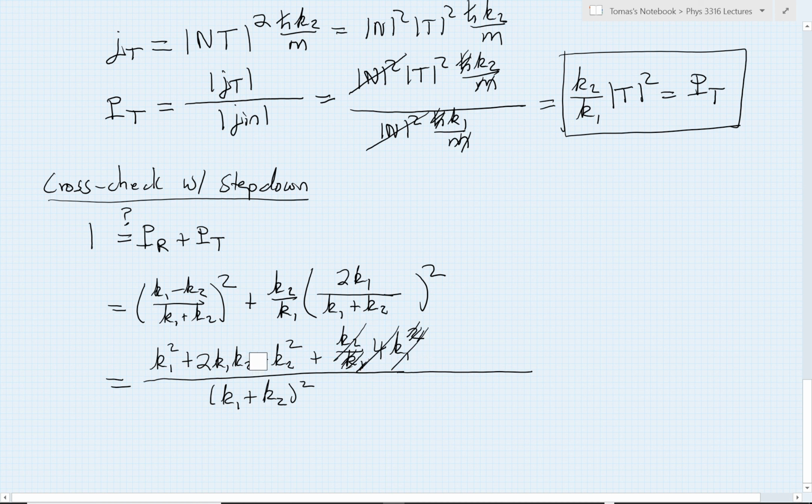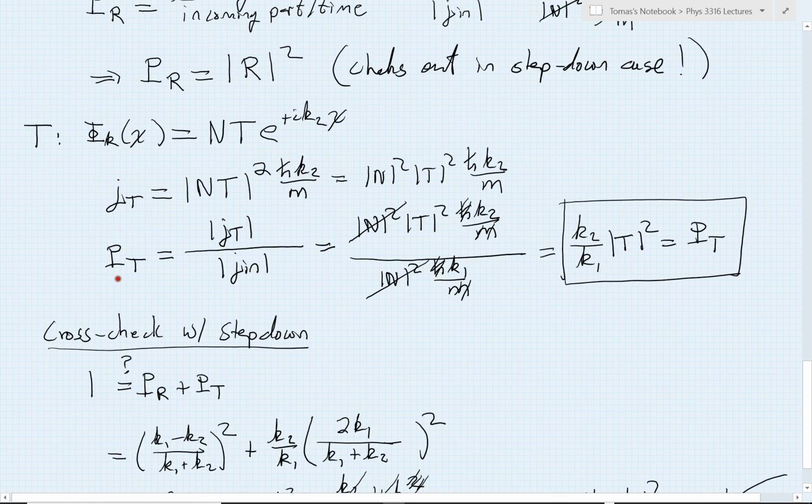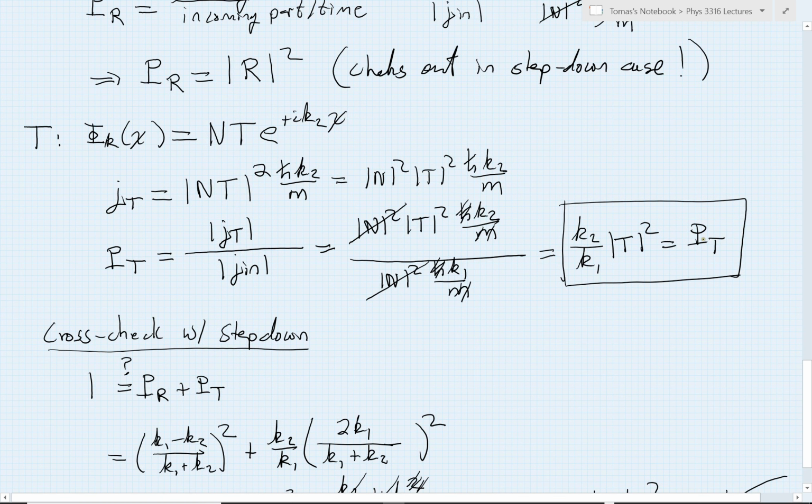And now we can identify the numerator as just the square of the sum. And the denominator is also the square of the sum. And so, of course, we indeed do get 1. So this really is the correct expression for the transmission amplitude, at least for this particular case. We've now given a nice proof of our new formula using current densities.